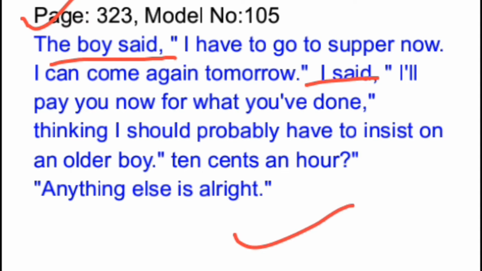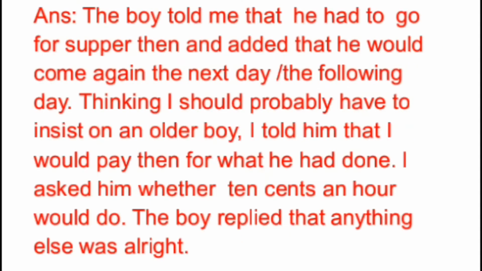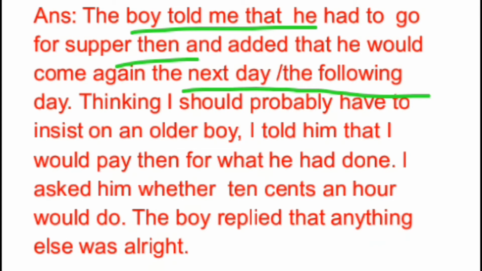So this is the direct speech, my dear student. Now I am going to convert it into indirect. This time, you guess what the indirect speech would be. So look at the indirect one. The direct narration was, the boy said, "I have to go to supper now. I can come again tomorrow." So the boy told me that he had to go to supper, now would be then, and added that he would come again. Tomorrow would be the next day or the following day.